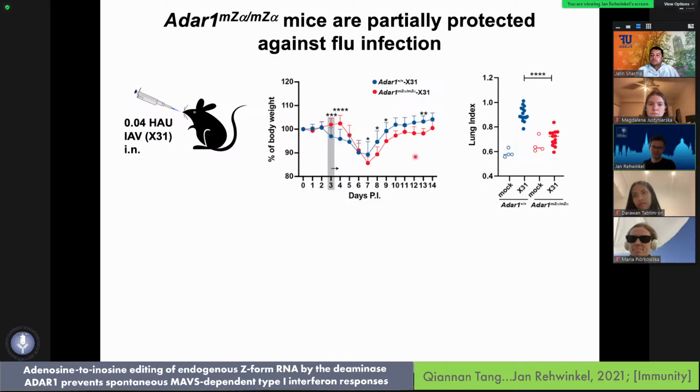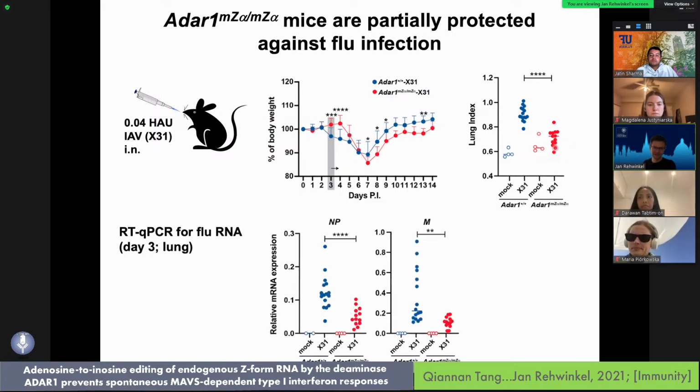And indeed, when we looked at the lung index on day 3, at this time point here, with the lung index being a measure of pathology in the lung, this was higher in our wild-type mice compared to our mutant mice, suggesting that the mutation protects. And if we look again at this early time point of day 3 at viral RNA as a readout for viral replication, we found that for pRNA and mRNA, which are two of the viral genome segments of flu, there was more viral RNA in the wild-type mice in blue compared to the mutant mice in red.